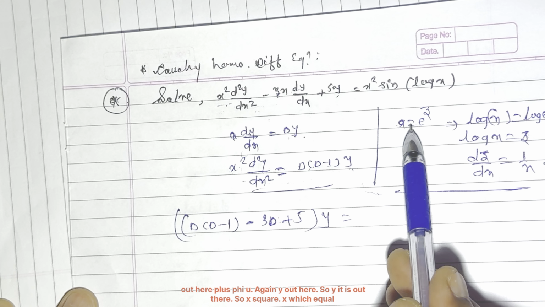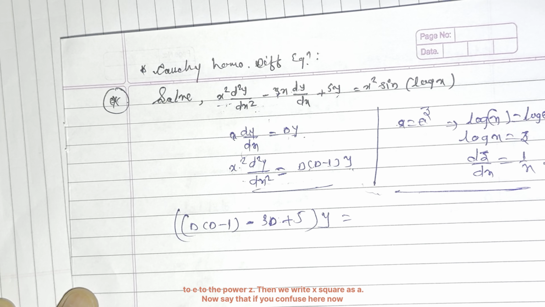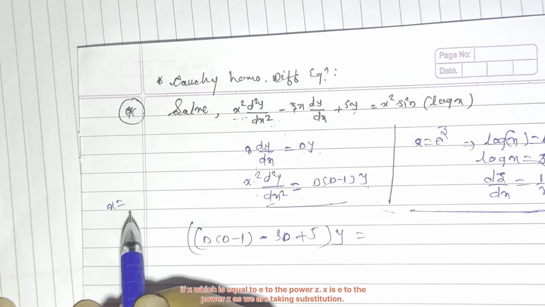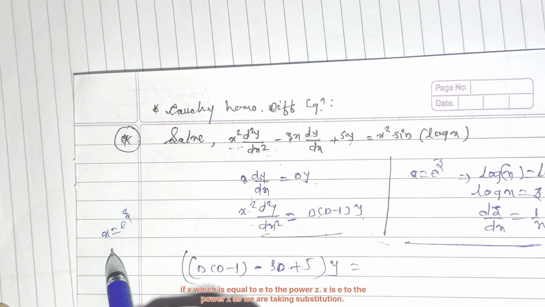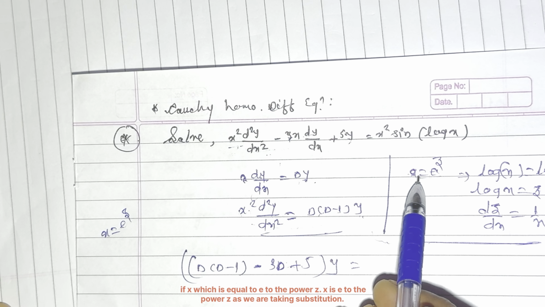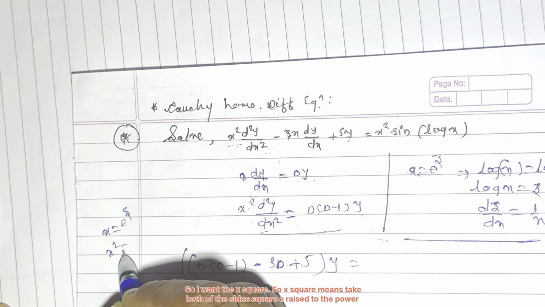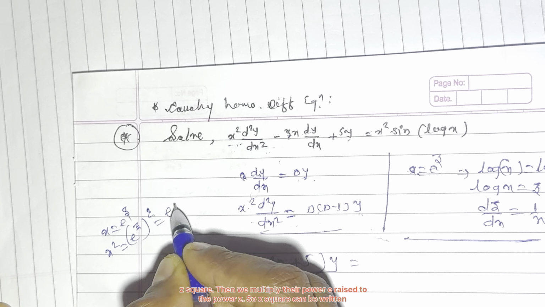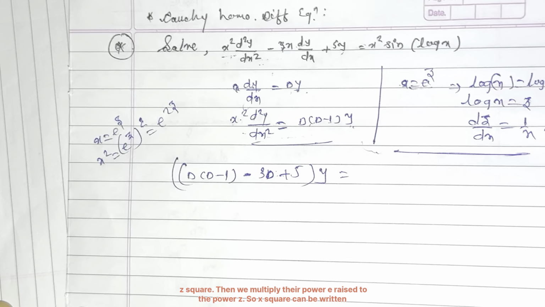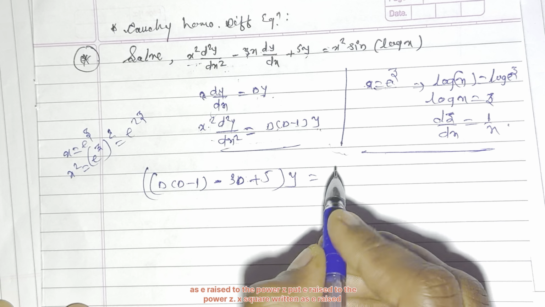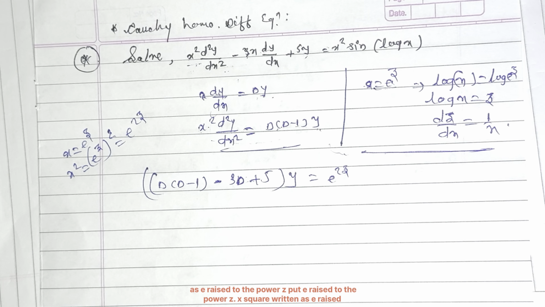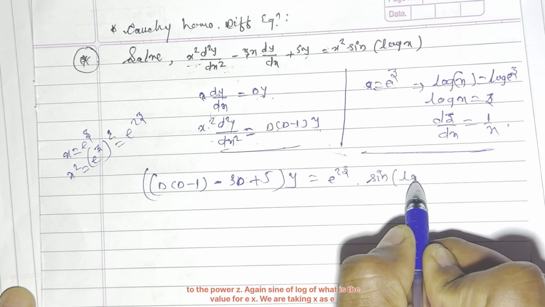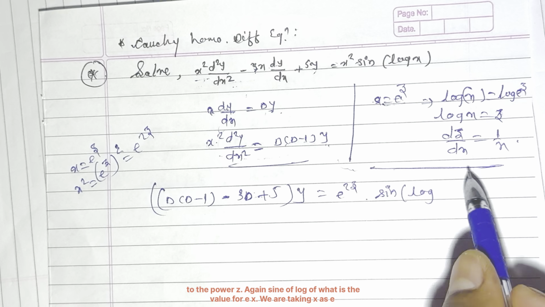Now x square. If x is equal to e to the power z, as we are taking the substitution, and I want x square, then take the square on both sides: e raised to power z, squared. Then we multiply the powers, e raised to power 2z. So x square can be written as e raised to power 2z. Put e raised to 2z here. Again, what is the value for x? We are taking x as e to the power z.